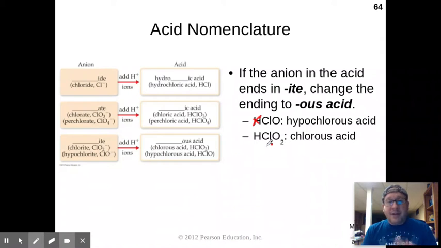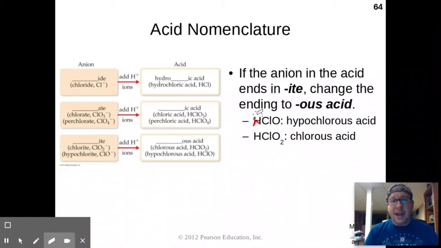Now, this is where I got my tongue twisted. For our next one, if we just have chlorite, ClO2, then when it's an acid, again, we just remove the ITE, replace with OUS, and we get chlorous acid. So here we have hypochlorous and chlorous acid.